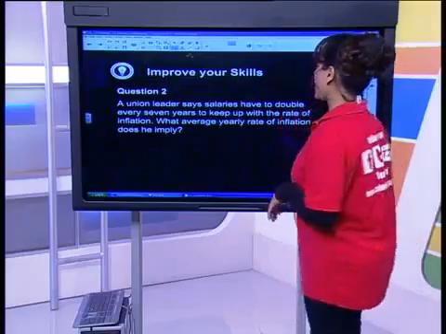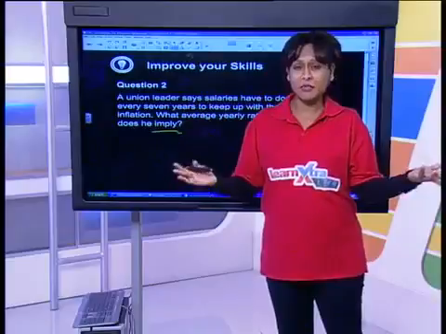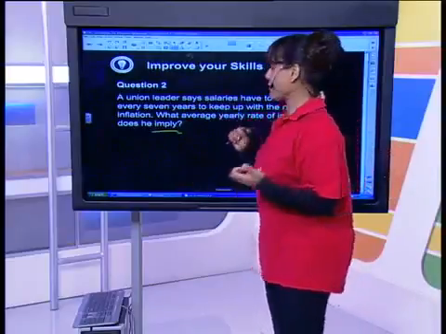Looking at a little bit of inflation in this one. Here we're told that a union leader says that salaries have to double every 7 years to keep up with the rate of inflation. So what average yearly rate of inflation does he imply? So what is the interest? This is quite a real life situation, I think, because you often hear union leaders calling for 10% increase, 20% increase, sometimes ridiculous amounts. How do they get that? Well, let's have a look.